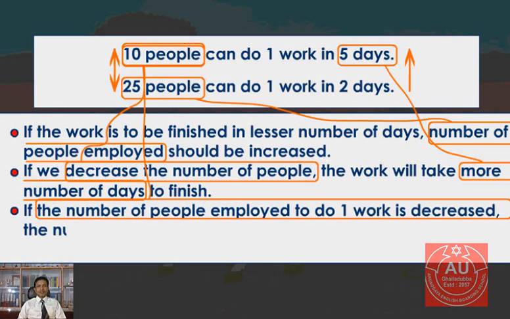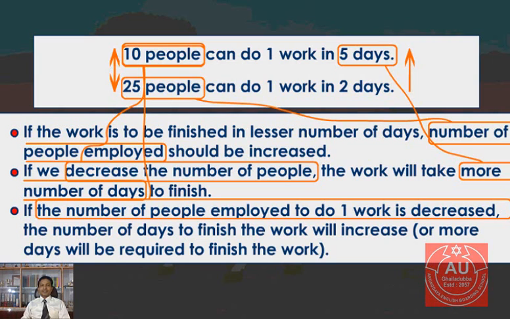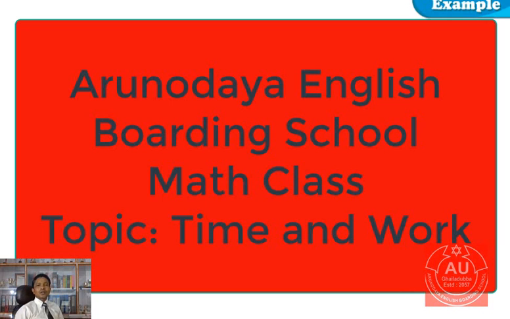If the number of people employed to do one work is decreased, the number of days to finish the work will increase or more days will be required to finish that work. So try to understand in this way. Less number of people can do the same work in many days, but more number of people can do the same work in less number of days. So if you are clear about this concept, then it will be easy for you to solve the problems.